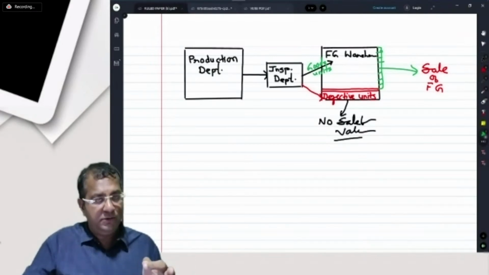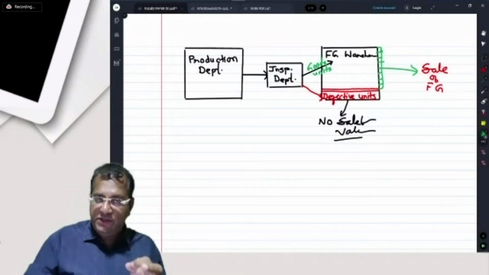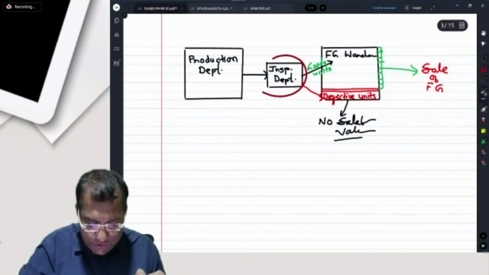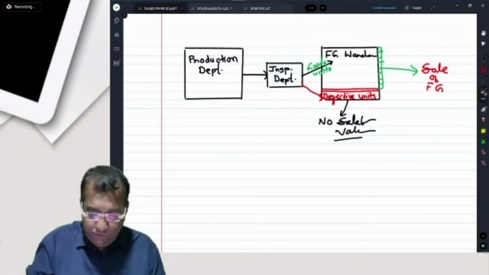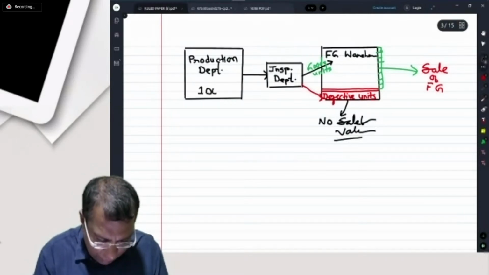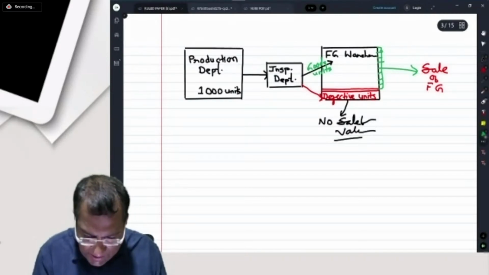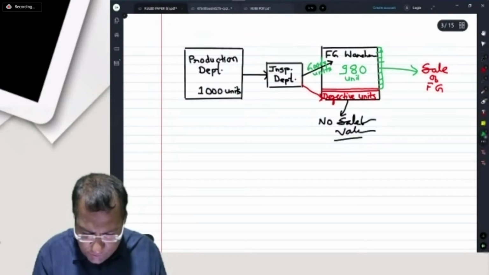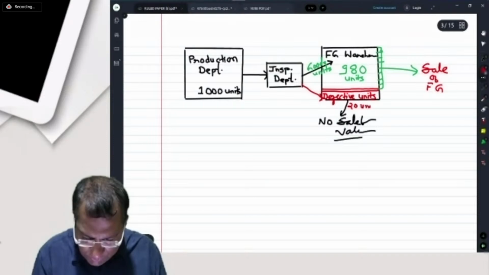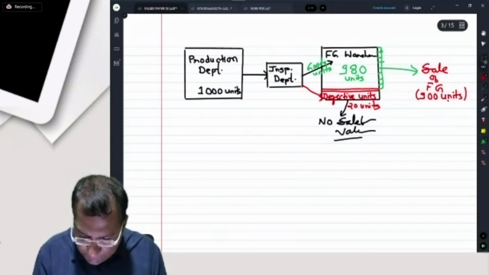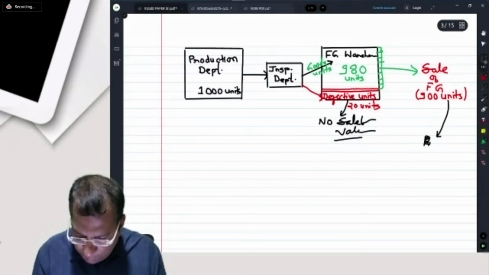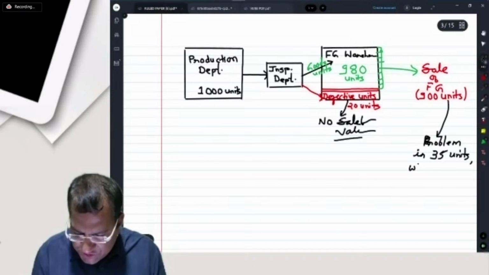Now you have given the good units to the market for sale. Is there a guarantee that once you inspect the finished goods, there will be no defect when the customer uses them? You cannot guarantee. It might be possible that you have produced 1000 units, 980 units have been tested as good units, 20 units have been tested as defective units, and you have sold 900 units in the month of September 2020. Out of these 900 units, there is a problem in 35 units, which are to be replaced.